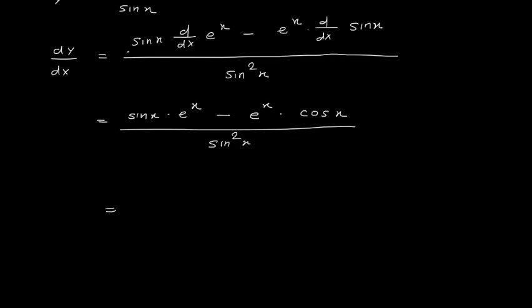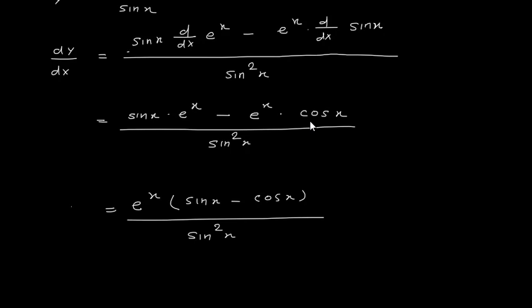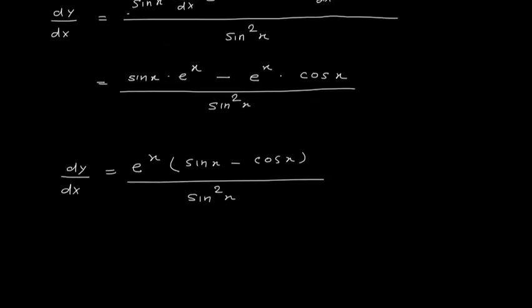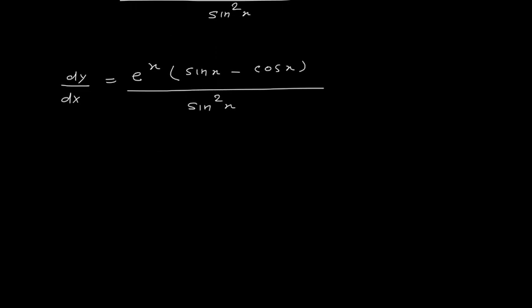This is equals to, now e power x we will take out, and in the bracket we have sin x minus cos x, whole divided by sin square x. So dy upon dx is e power x into sin x minus cos x upon sin square x. Done. This is our first question. Now let us see the second question.